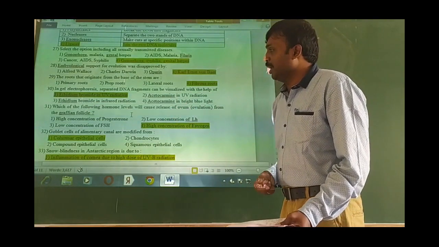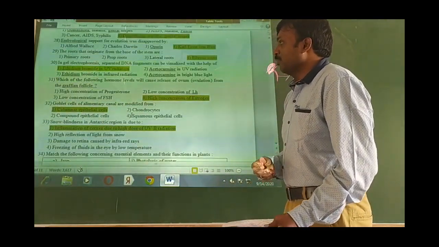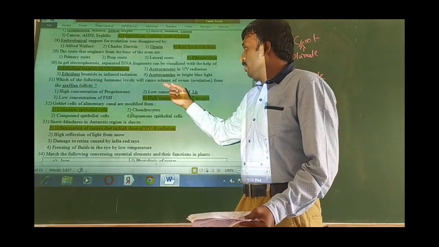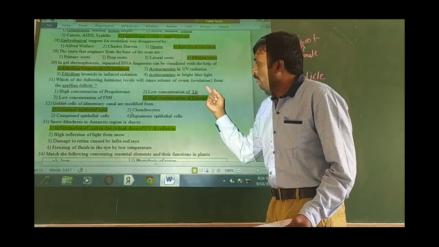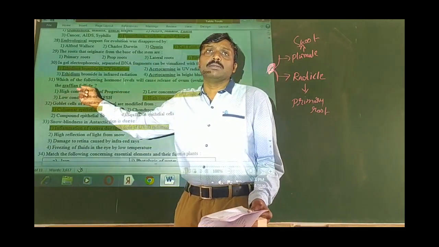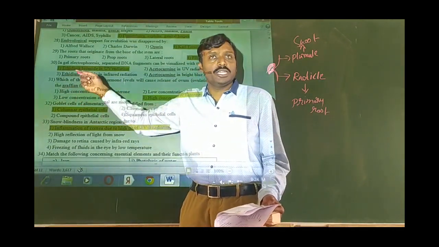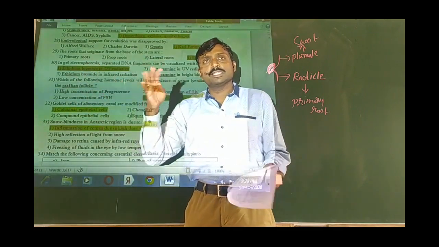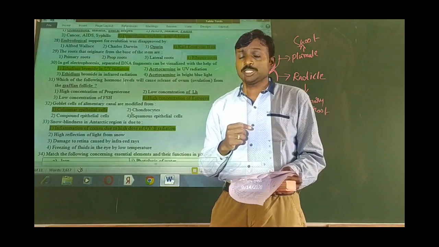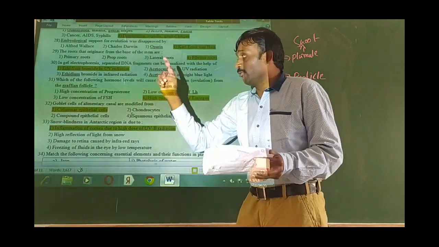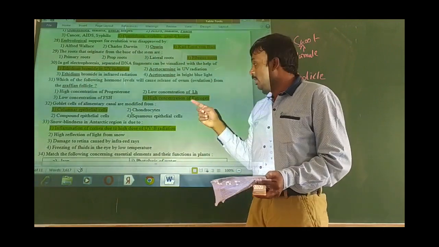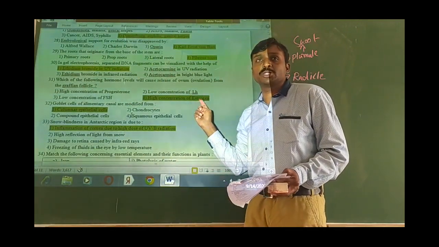Next, moving to the 31st question. Human reproduction, second year syllabus. Which of the following hormone levels will cause release of the ovum, or ovulation, from the Graafian follicle? If you remember, the Graafian follicle is a tertiary structure. From this structure, ovulation takes place at high concentrations of estrogen.